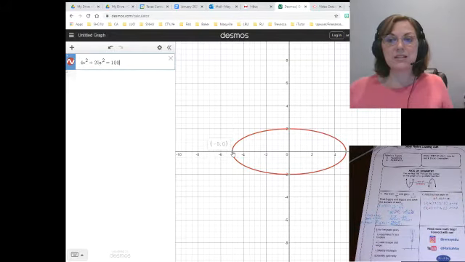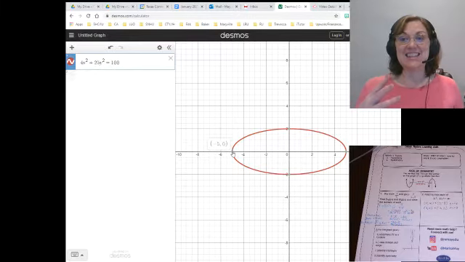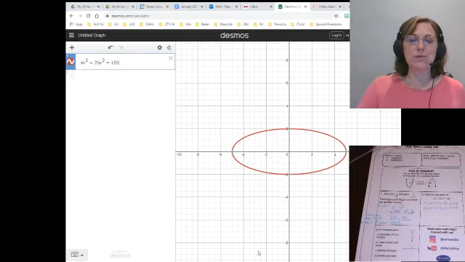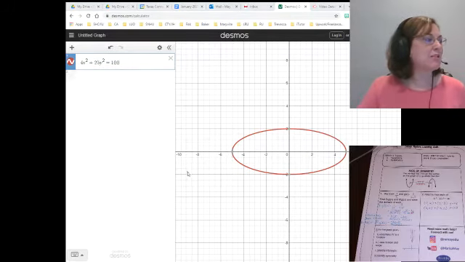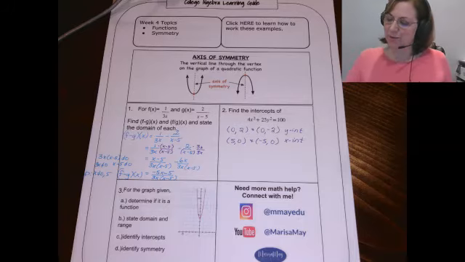So use the Desmos graphing calculator to get a picture of what's going on. And then you identify by hovering where those intercepts are. Okay, I'm going to switch us back to our learning guide so we can look at question number 3.